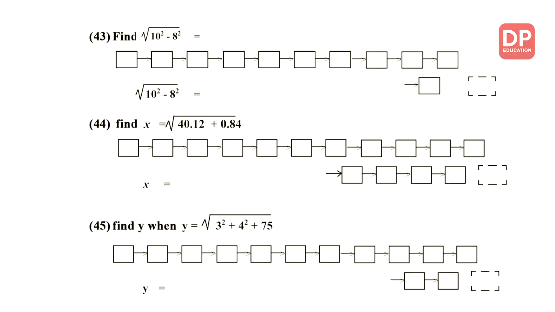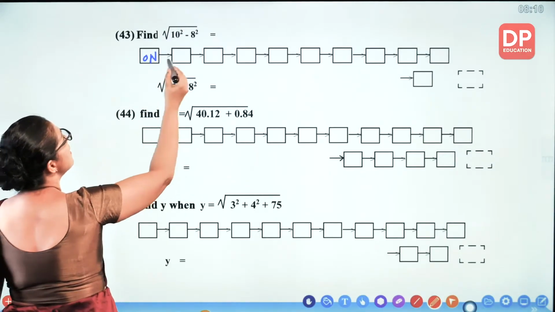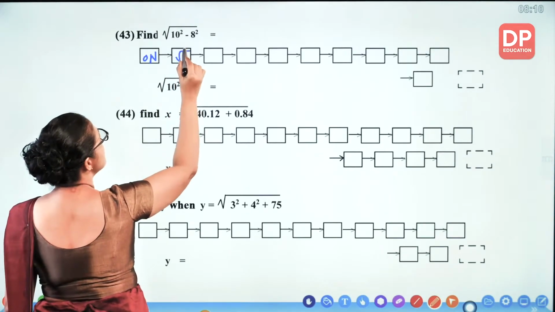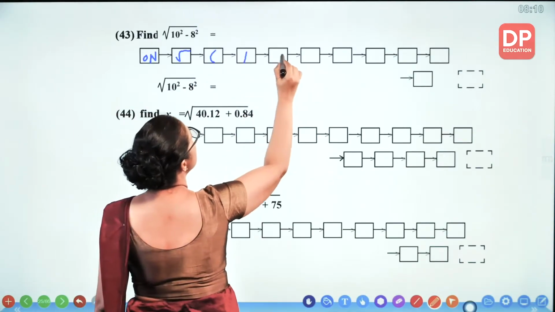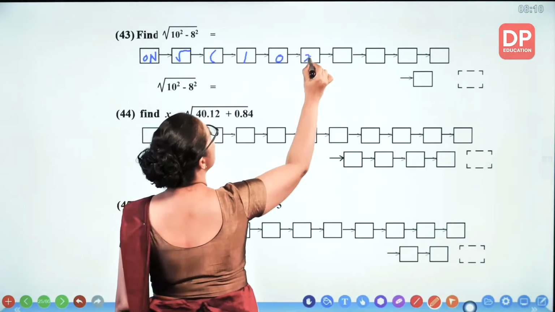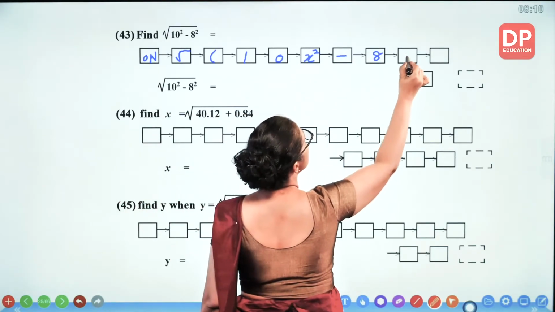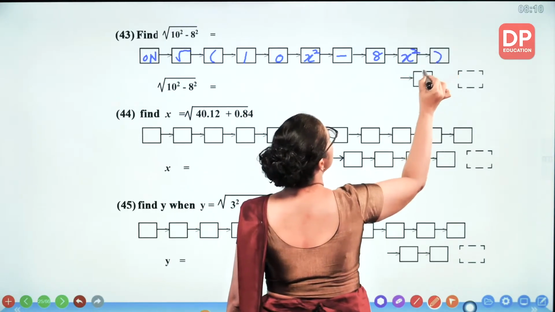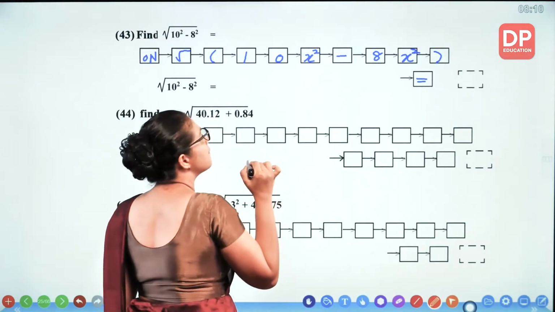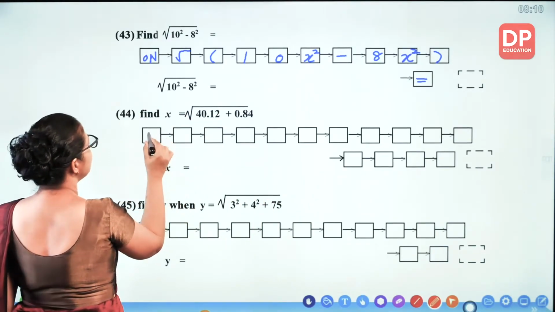Look at this one now, subtraction, but still you have to use brackets. So switch on the calculator and then square root and open brackets, 10 squared, minus 8 squared and close brackets and then equal sign. We'll do this calculation as well.